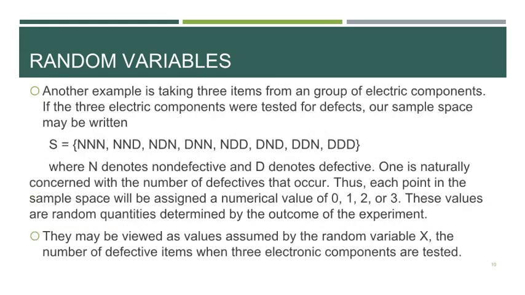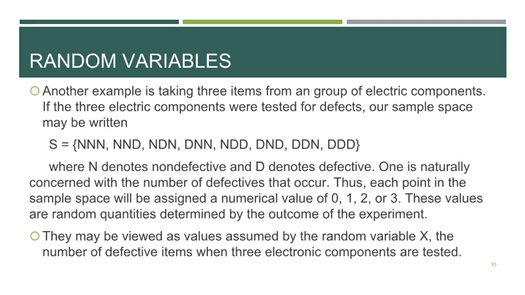Another example is taking three items from a group of electric components. If the three electric components were tested for defects, our sample space is denoted by S, where N denotes non-defective and D denotes defective. One is naturally concerned with the number of defectives that occur.